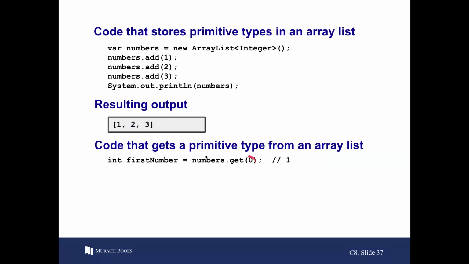Here we're retrieving the element. Instead of saying, for an array, numbers at 0 with the square brackets, for an array list we say numbers.get(0), with 0 being the argument to the get method.